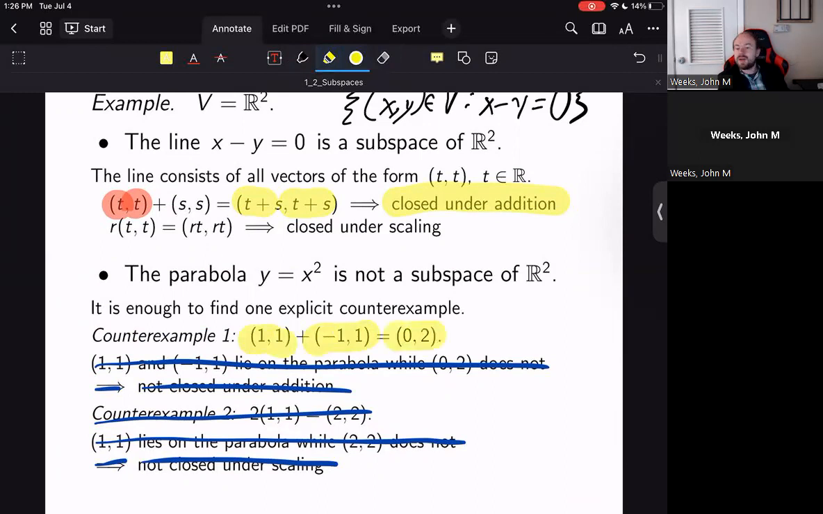If you add those together, you get something that's not on that parabola. Remember that when x is 0, y is 0, so it's not equal to 2. That is, (1, 1) and (-1, 1) lie on the parabola, while (0, 2) does not. So this is not closed under addition.